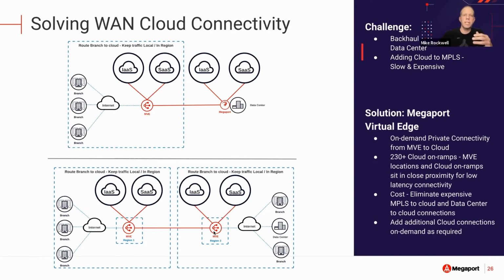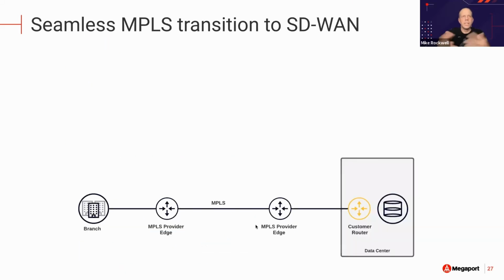Now, the other benefit here is at Megaport, we've got over 230 cloud on-ramps. So those are typically going to sit right at the edge of the MVE. So you're going to have very short hops to get on that cloud provider network and access those regions. You're also eliminating the expensive cost of adding connectivity into the cloud, while also, again, not having to build out those private connections to your branch locations. And then, adding those additional cloud providers as needed.